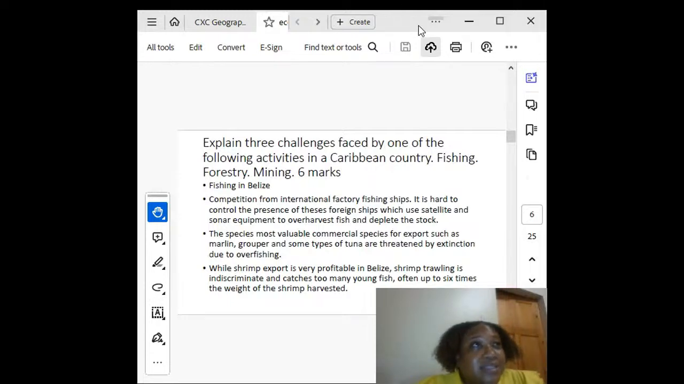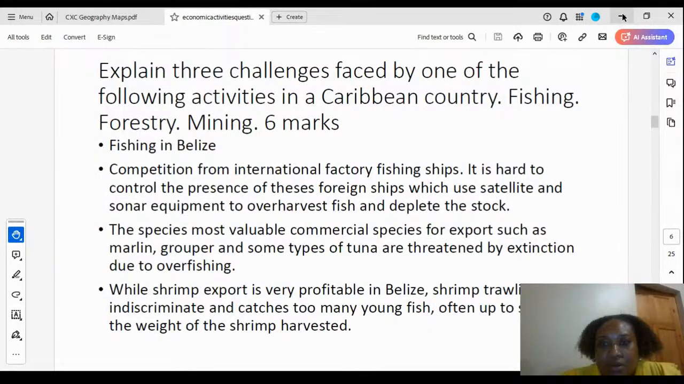Shrimp export is very profitable. Remember, Belize has one of the largest in terms of mariculture, sorry, in terms of shrimp farming. They also do shrimp farming, right? But when you have destructive practice like shrimp trawling, and we also do shrimp trawling in Trinidad in the Gulf, right? It catches too many young fish, right? And that is a major problem. So you don't want to have that taking place.